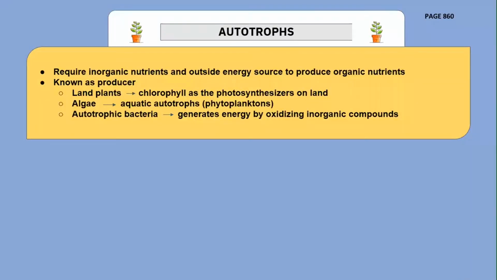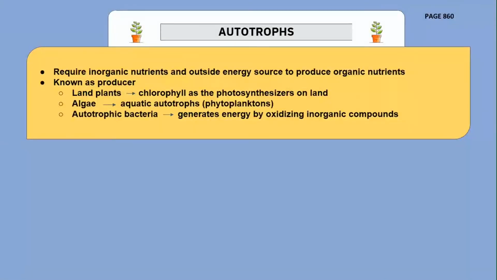Next, we also have algae, which possess chlorophyll and carry on photosynthesis in freshwater and marine habitats. Algae are aquatic autotrophs that make up the phytoplankton load in most bodies of water.